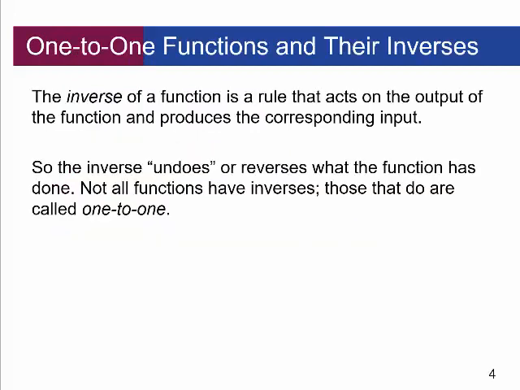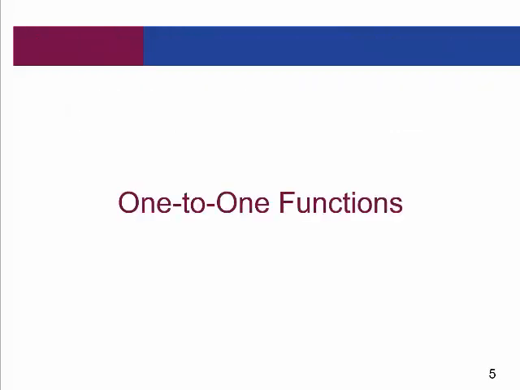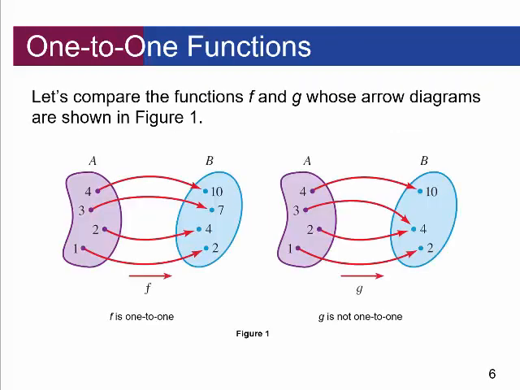First, the inverse of a function is a rule that acts on the output of a function and produces the corresponding input. So basically, what an inverse does is it undoes or reverses what the function has done. It's important to note that not all functions have inverses. Those that do are what we call one-to-one functions. So what is a one-to-one function?